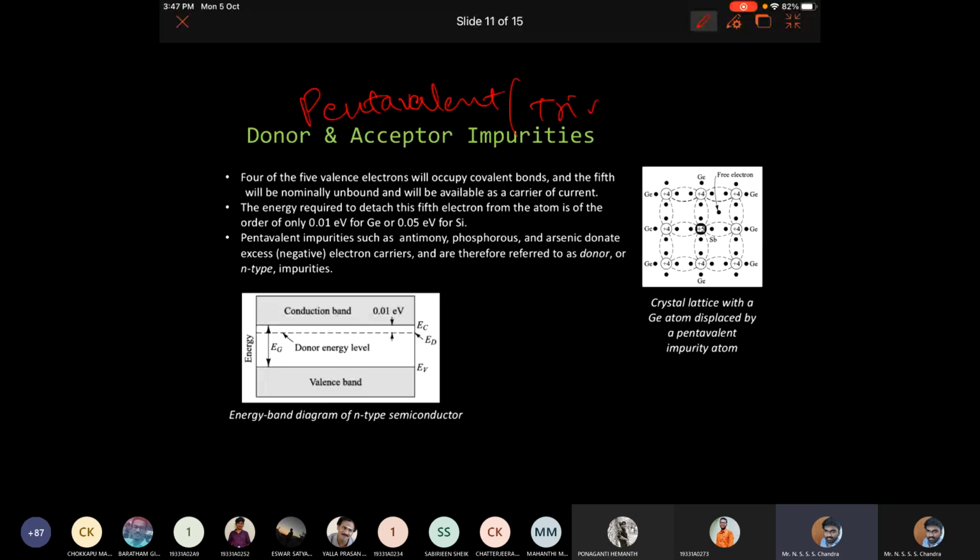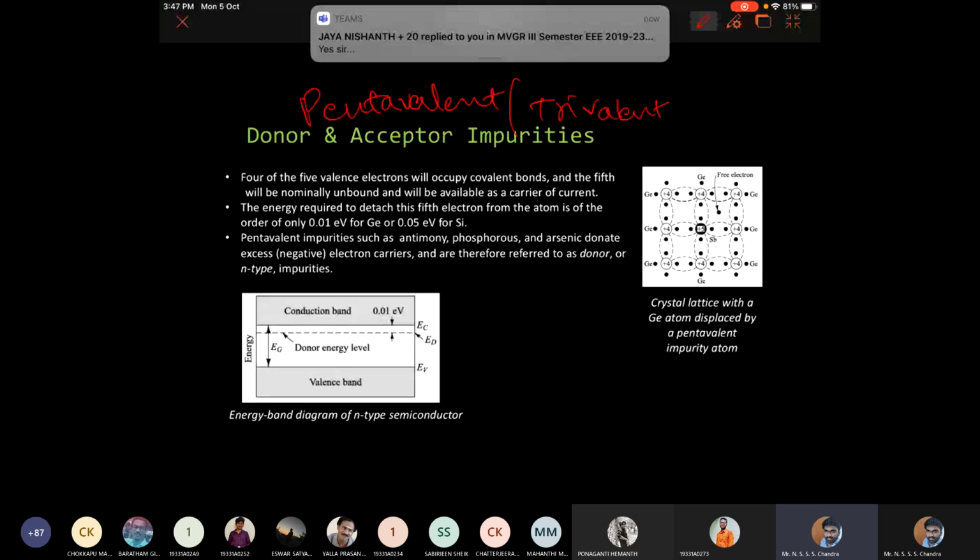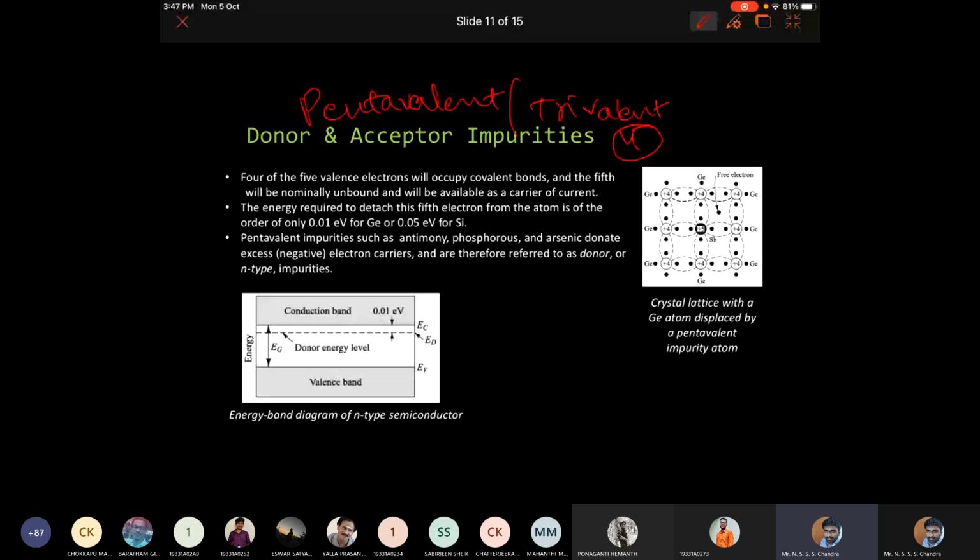So either we have a pentavalent impurity or a trivalent impurity. When you're adding a pentavalent impurity, what happens? You have an excess electron. Usually you should have 4 electrons in the tetravalent structure. When you have this excess electron, it is not bound by any of the covalent bonds. Now it is nothing but a free electron. So because of this addition of donor impurity, we are getting excess free electrons.